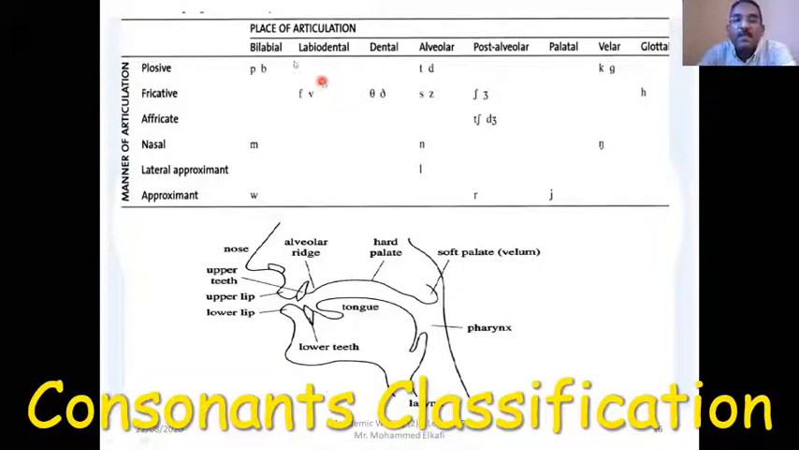When you say bilabial, what do we mean? Usage of the two lips, the upper lip and the lower one, as in pa, ba, ma, and also wa. We use the upper and lower lip. Okay, well, let's stop here.